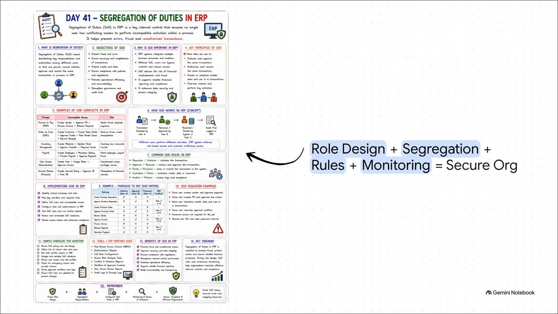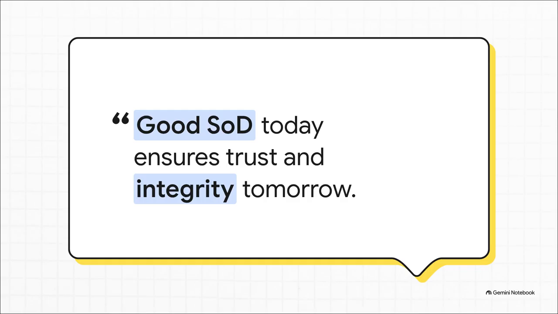I want you to remember this essential formula. Proper role design, plus segregated responsibilities, plus configured SoD rules in ERP, plus monitoring and review of violations equals a secure, compliant, and efficient organization. Every single one of those ingredients is absolutely mandatory if you want the whole equation to work. I'll leave you with this final thought. Good SoD today ensures trust and integrity tomorrow. So ask yourself, are your systems actually segregated, or are you just crossing your fingers and hoping for the best?